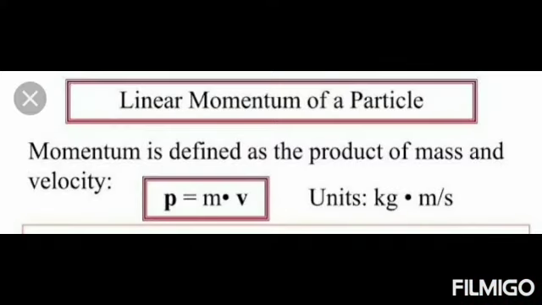Next one, linear momentum. Momentum is defined as the product of mass and velocity. The formula: P equal to m into v. P is momentum, m is mass, v is velocity. The unit of linear momentum is kilogram meter per second.